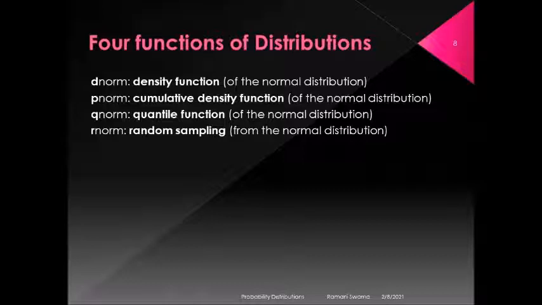So the abbreviated form is dnorm if it is a normal distribution. If it is a binomial distribution, it would be something else, and we will see what those things are. So we have dnorm for density function, pnorm for cumulative density function, qnorm for quantile function, rnorm for random sampling also are present, and whenever you see the word norm, it means it is for the normal distribution.